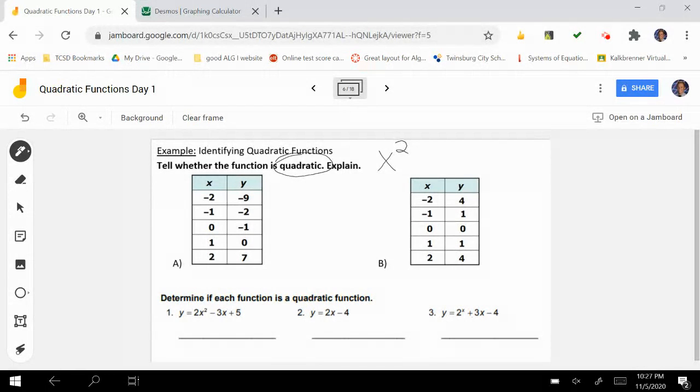So what I'm going to do is just say, how do you go from -9 to -2? We added 7. How do you go from -2 to -1? You added 1. How'd you go from -1 to 0? We added 1. How'd you go from 0 to 7? You added 7. So right off the bat, it doesn't look like we have a common difference, which we don't have a common difference.